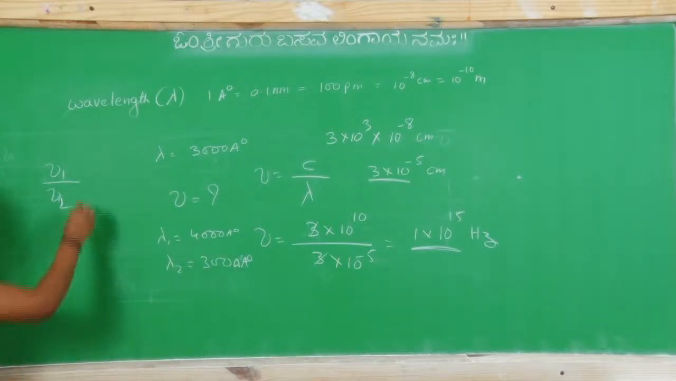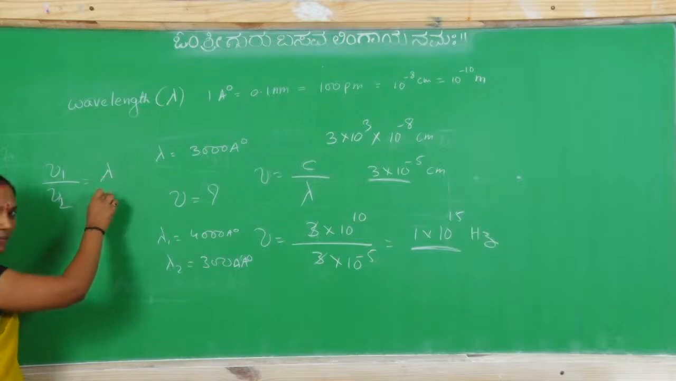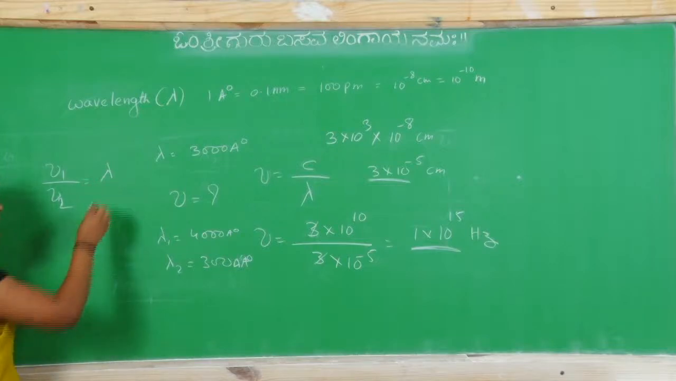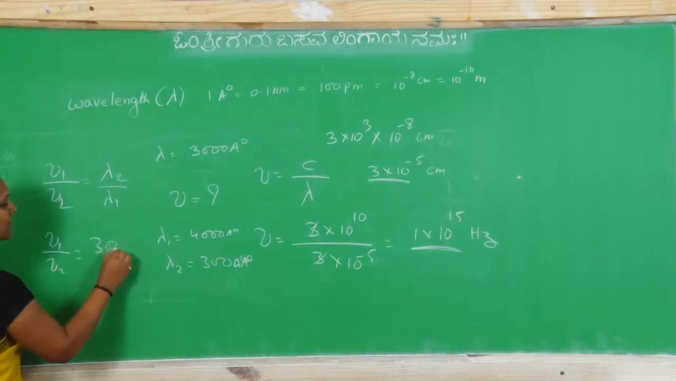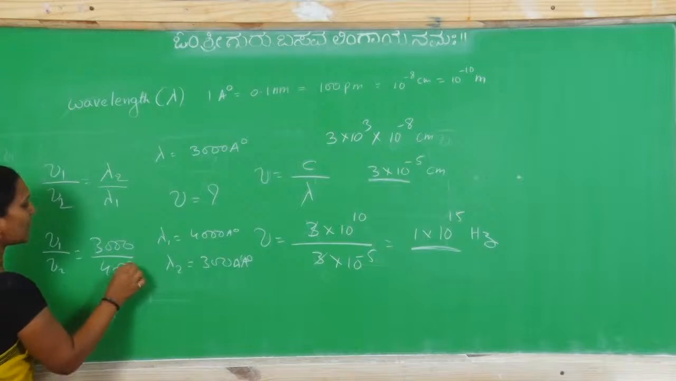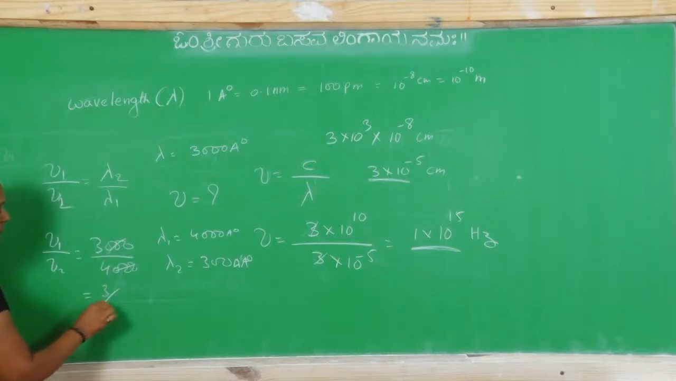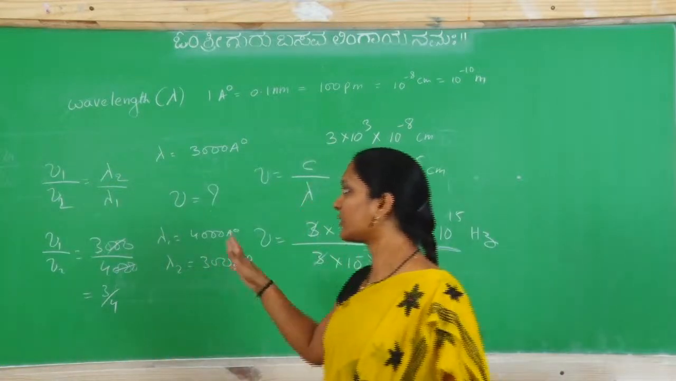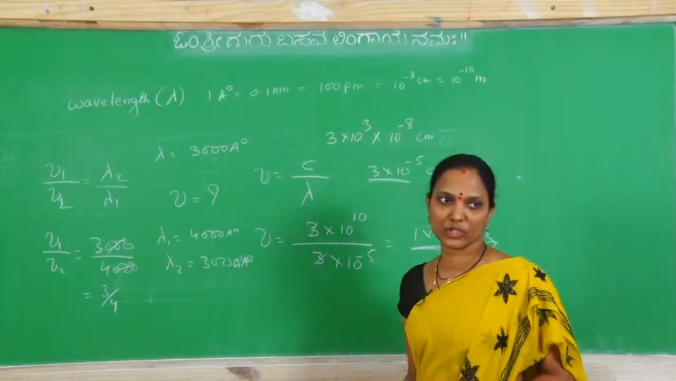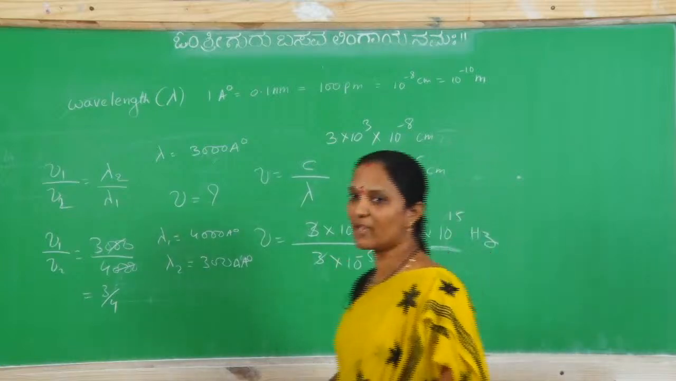Nu 1 by nu 2 is equal to, by the formula, lambda 2 by lambda 1. So, nu 1 by nu 2 is equal to 3000 by 4000. So, answer is 3 by 4, not 4 by 3. Just like this are the problems. Just one they will give, another we have to find. Otherwise, ratio calculation.